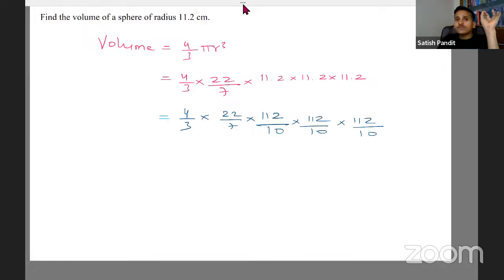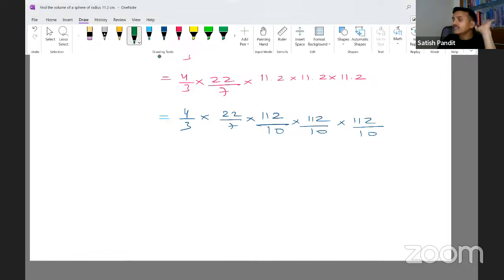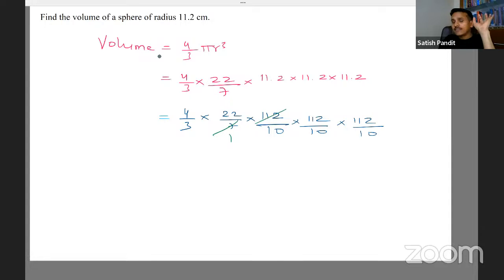Now here it is possible to simplify. See, 7 ones are 7. Next, 7 ones are 7 and 7 6s are 42. Yes or no, everyone? So it was possible to simplify, so we have simplified. If it is not possible, we will not simplify. 3, is it possible to simplify any number? No. How do you check whether a number is divisible by 3 or not? You find the sum of the digits. If the sum of the digits is divisible by 3, then the number is divisible by 3. So we cannot divide by 3.